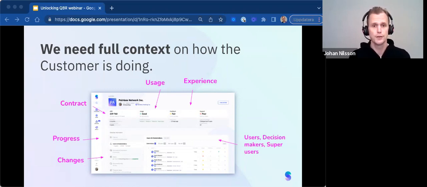We also need to understand how is the usage. Are they using our platform? Are they using every part of the platform? Are they happy with us? How is the experience part? Have we received any bad feedback? How is the support situation? Are we solving all the issues? Very common that customer success managers go out in a business review and they're thrown with things happening, or bugs, or issues, integrations failing. So we need to have the full context.